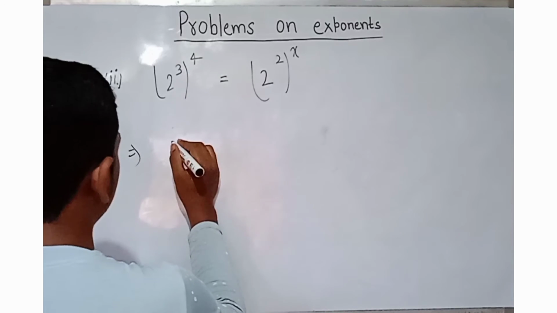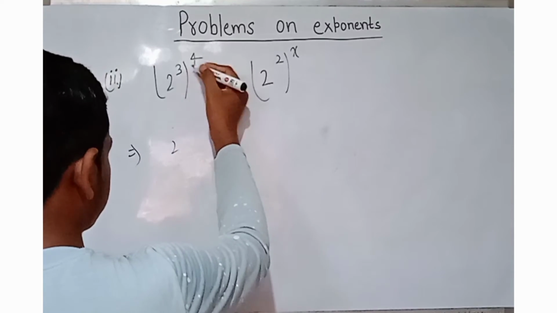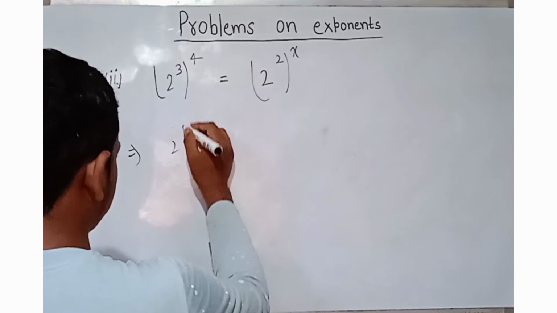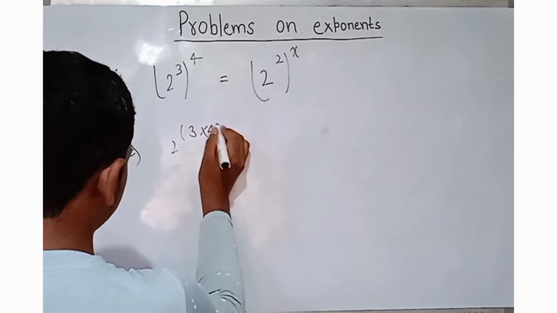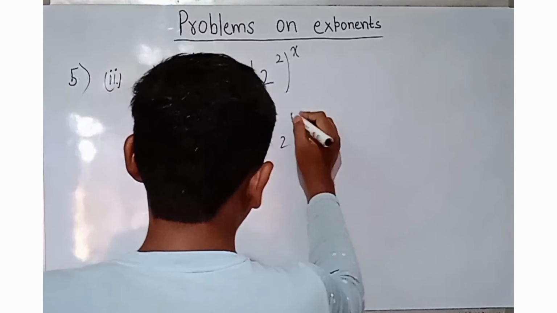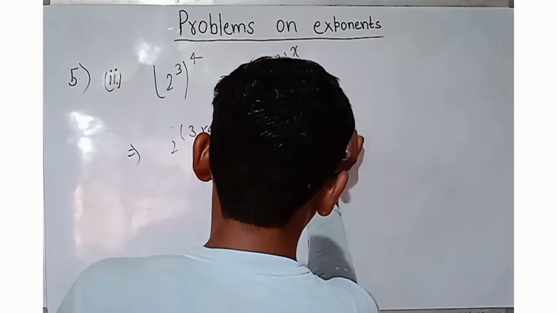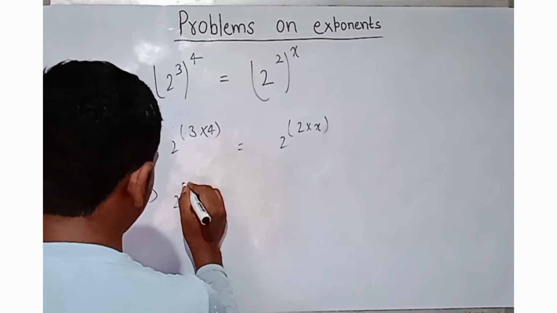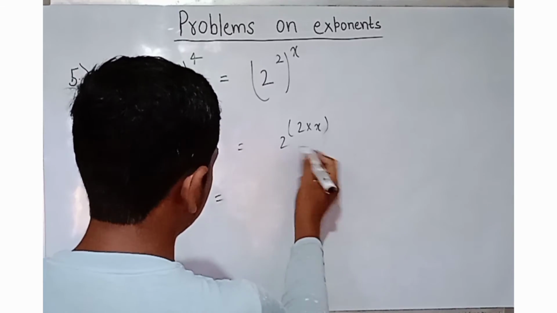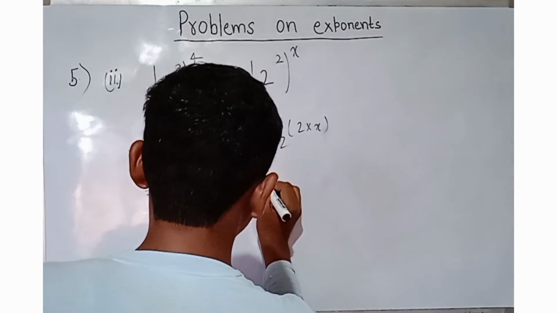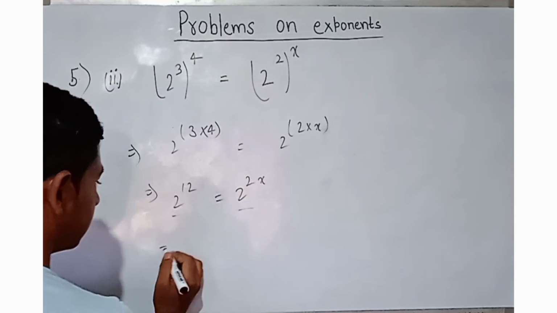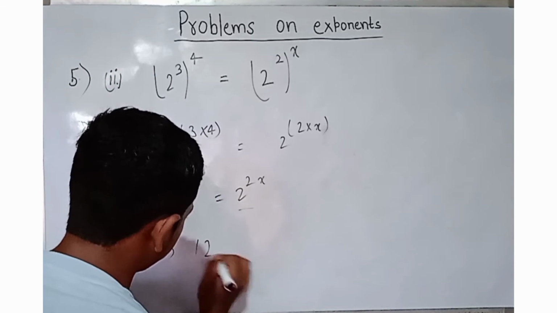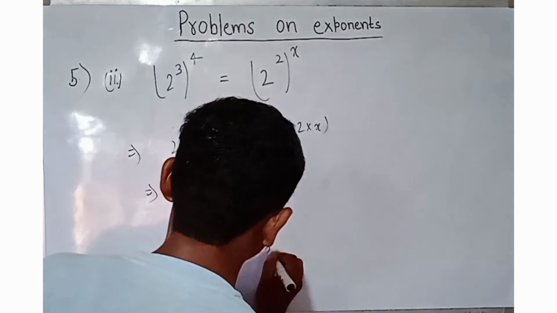So it will be 2 power 3 power 4, so it will be 2 power 3 into 4 is equal to 2 power 2 into x. So it will be 2 power 12, as 4 threes are 12, is equal to 2 power 2x. So bases are same, then the powers will be equal. So 12 is equal to 2x.